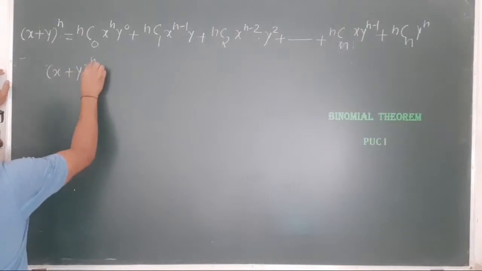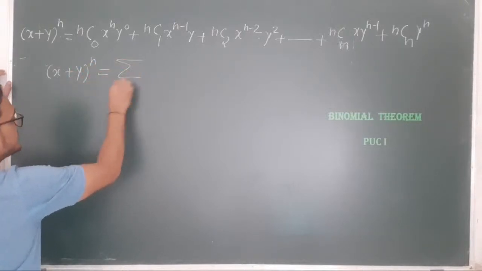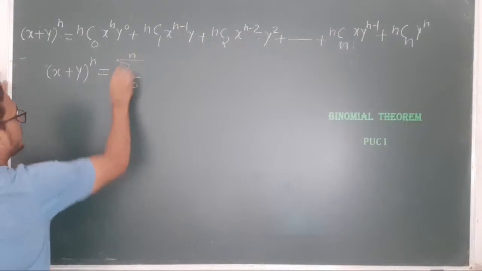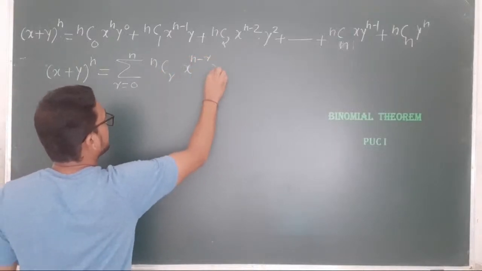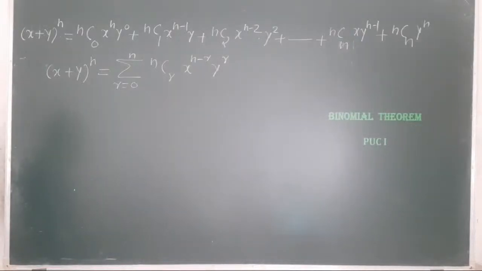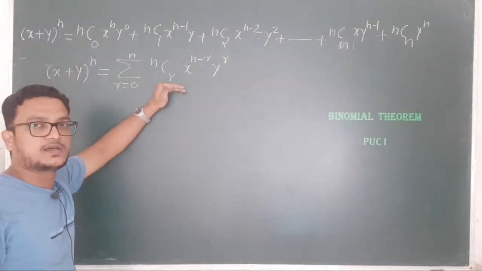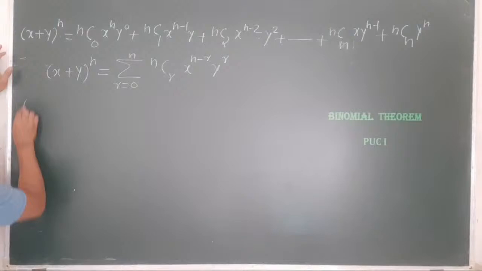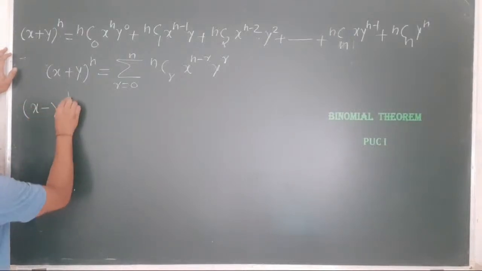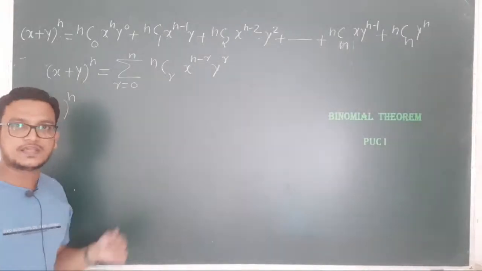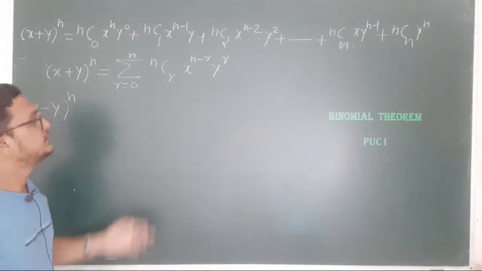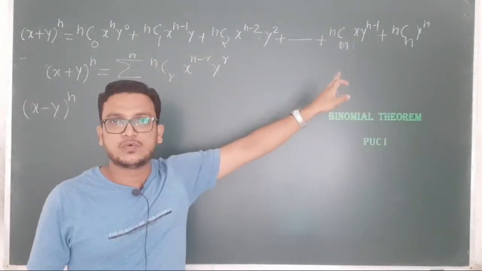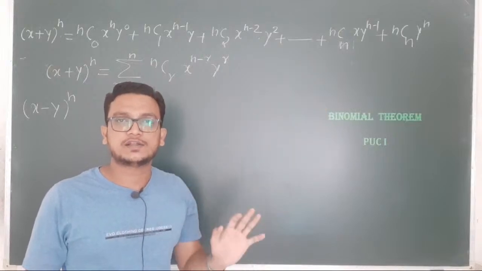So (x plus y) to the power n is equal to the summation of r equals 0 to n, nCr x to the power n minus r into y to the power r. So this is the expansion we have written in the form of summation. Now suppose you want to write it for (x minus y) to the power n. Same binomial theorem, same statement you will get, only you have to give the alternating signs.